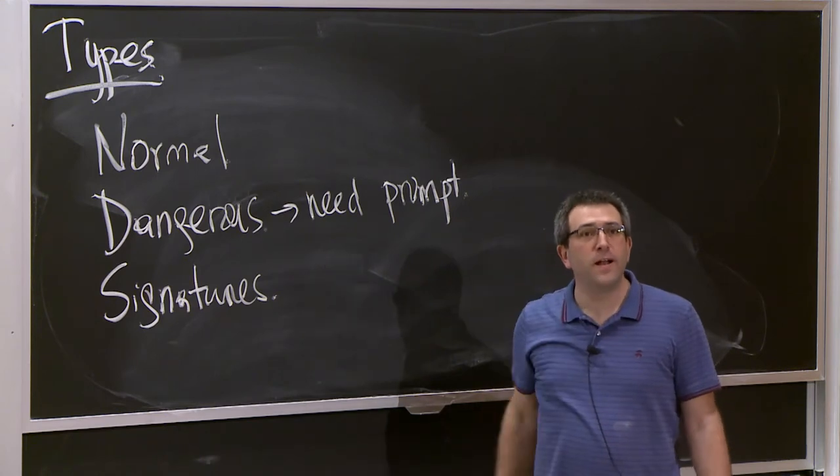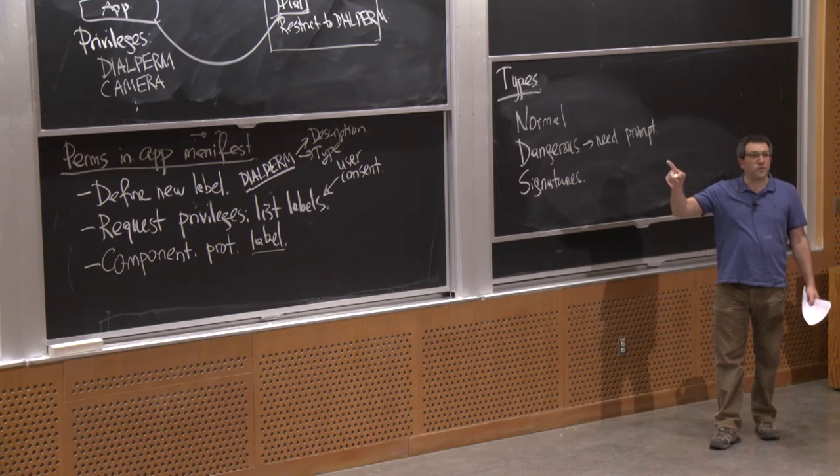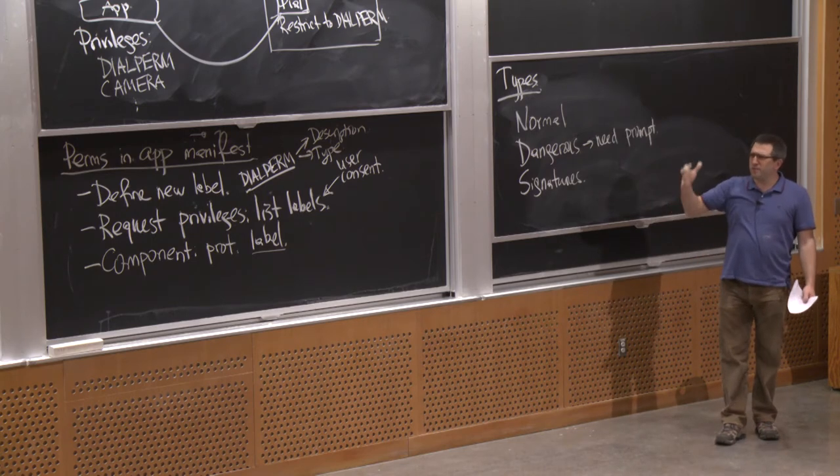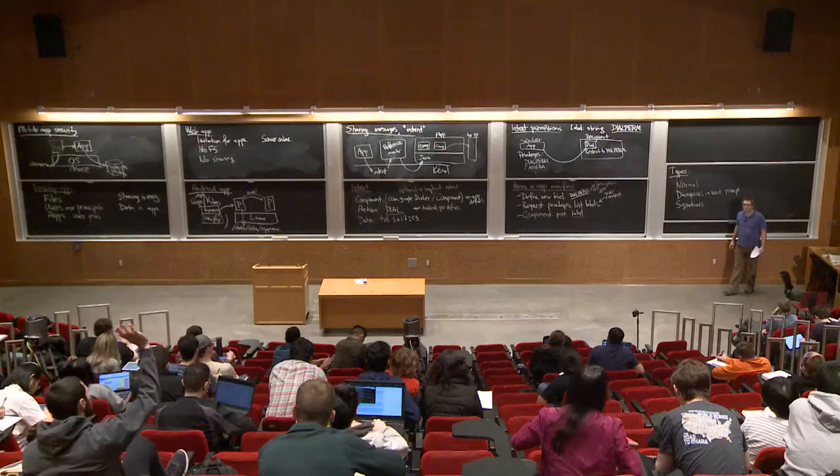Question back there. What entity is responsible for prompting the user for consent? The reference monitor. And of course some library on top of it, whatever. But that's the component that causes that dialog box to show up.